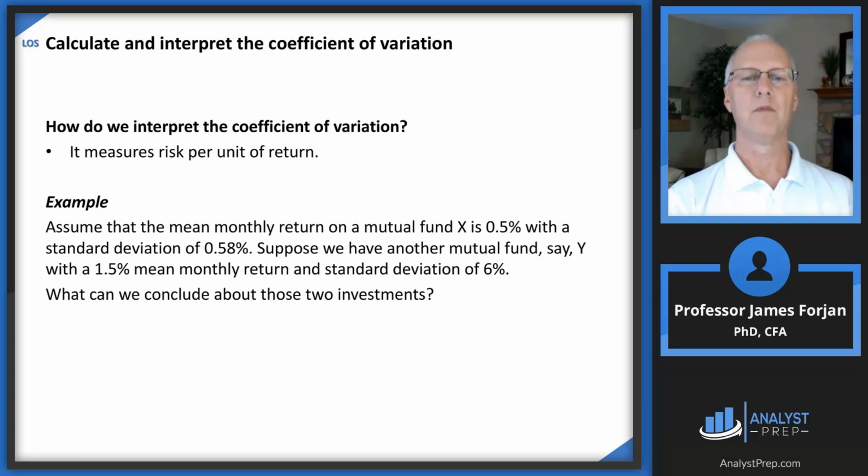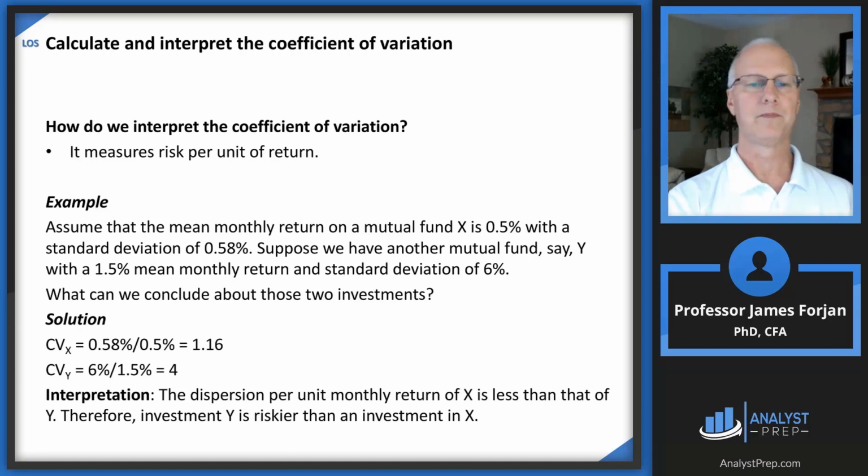Another example, mean monthly return on a mutual fund of 0.5%, standard deviation of a little bit more than that. Compare that with another mutual fund that has 1.5% mean monthly return and a much larger standard deviation. Okay, what can we conclude about these two investments?